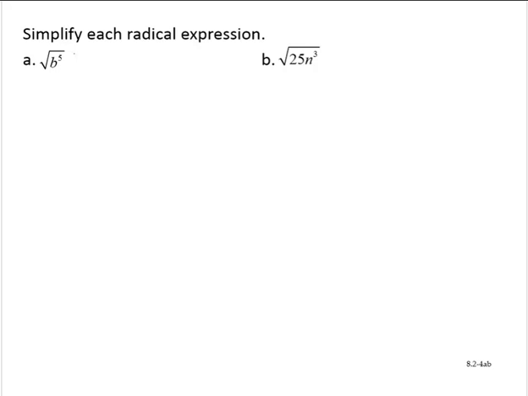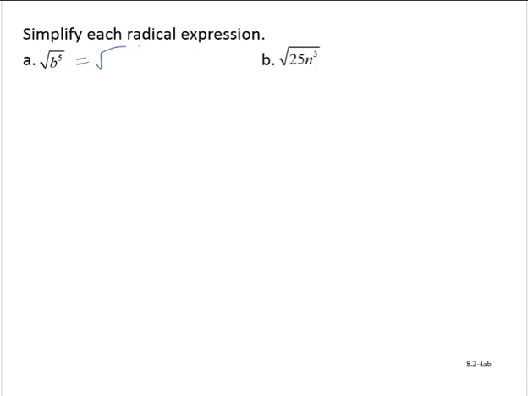Simplify each radical expression. In exercise A, we have the square root of b to the fifth. Now, we would know how to deal with that if it were an even exponent. It's not an even exponent, it's an odd in this case. So what we do is we manipulate it to make part of this an even exponent. So here's what I'm going to say.